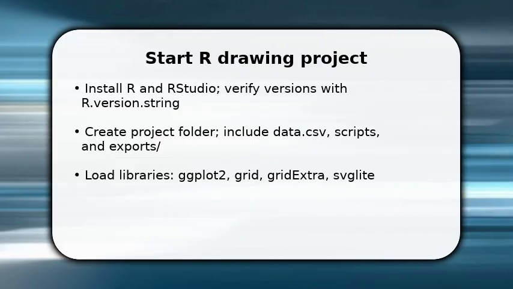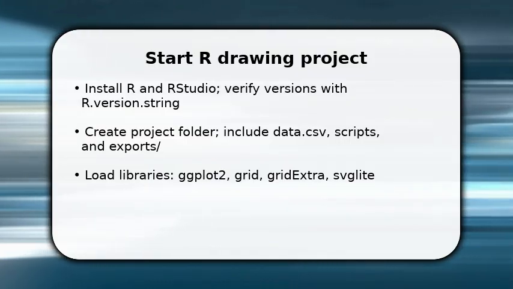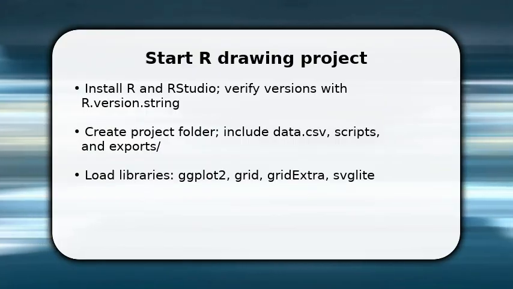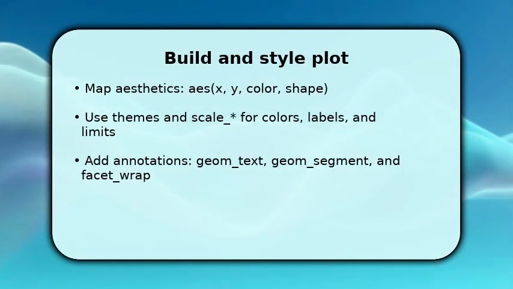Once done, read your data with read_csv and inspect structure with str() to avoid surprises. Make sure to set a reproducible seed if randomness appears. Save an initial script file and test a simple ggplot scatter to confirm rendering works before moving to styling and layout.